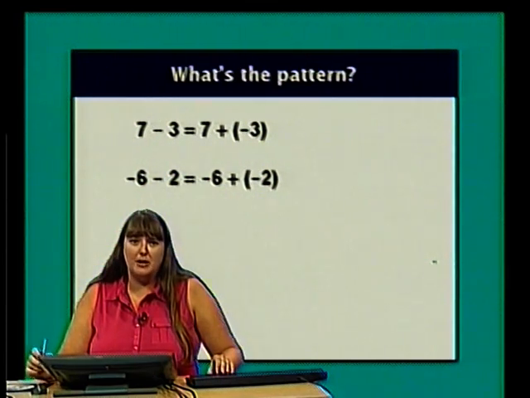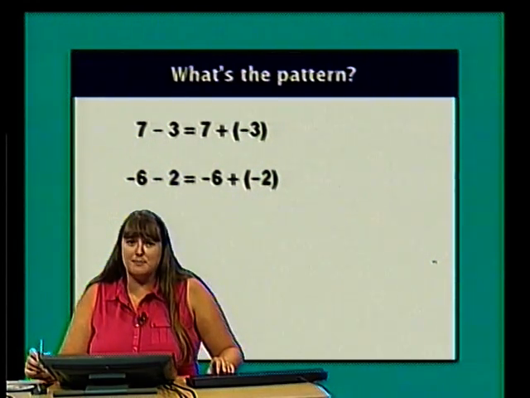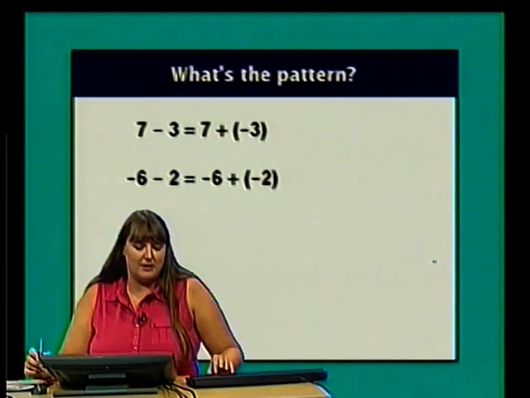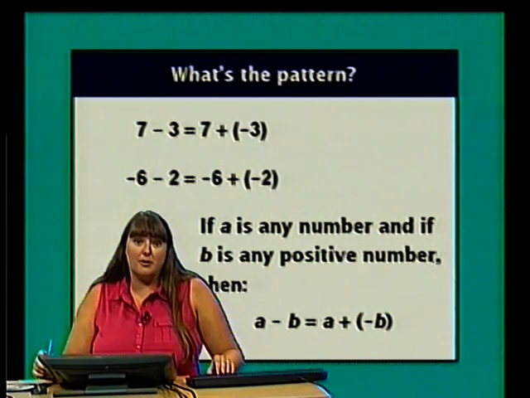So what's the pattern? Thinking of our last 4 examples, we saw that 7 minus 3 was equal to 7 plus the opposite of 3, or 7 plus negative 3. We saw that negative 6 minus 2 is equal to negative 6 plus the opposite of 2. So it looks like when we're subtracting a positive number, we could get the same result by adding the opposite of that number. That is to say, if A is any number, and if B is any positive number, then A minus B is equal to A plus the opposite of B.